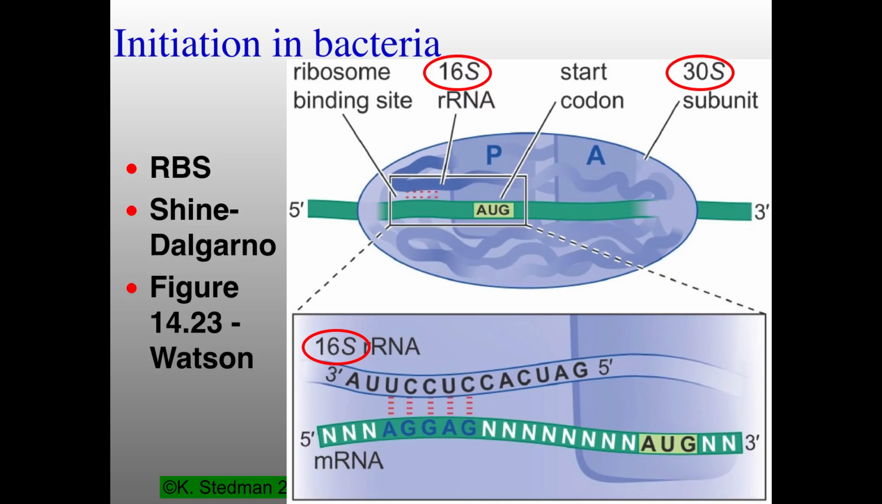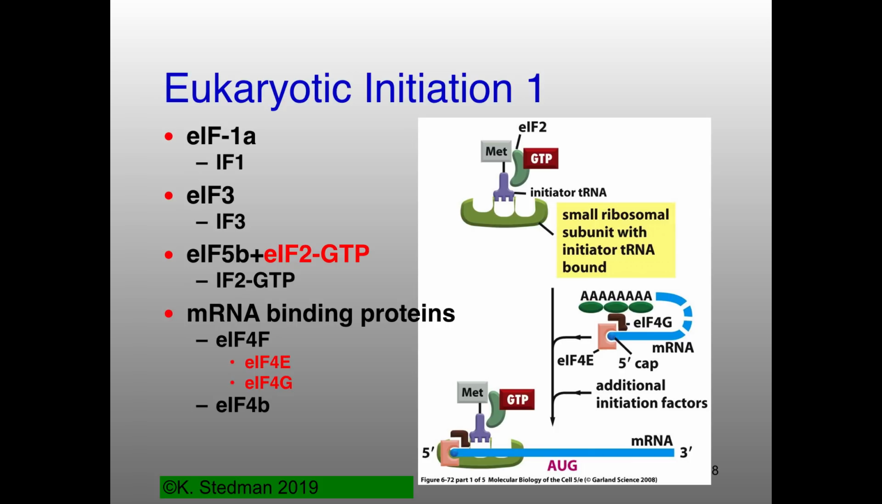The Shine-Dalgarno sequence, is it the mRNA or the rRNA? The Shine-Dalgarno sequence and the ribosome binding site are all in the messenger RNA. And so the complement is what's in the 16S. Got other questions on this? Sorry, if I'm on a roll, stop me, yell.